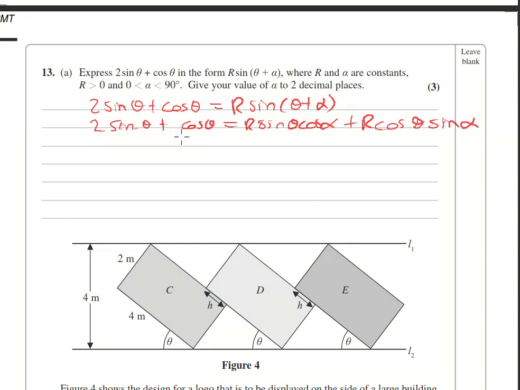And then we use the classic method of equating coefficients. So the 2 is going to be the same as r cos alpha, and the 1 is going to be the same as r sine alpha. Hence, tan alpha is going to be a half, and that leads to alpha being inverse tan of a half. What does inverse tan of a half come to? Let's see. I think it is 26.6.